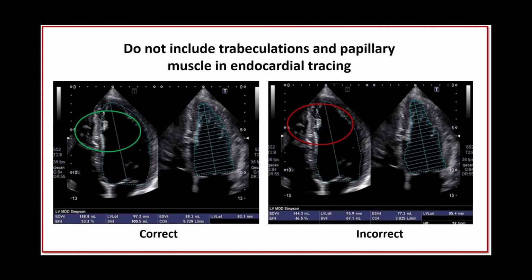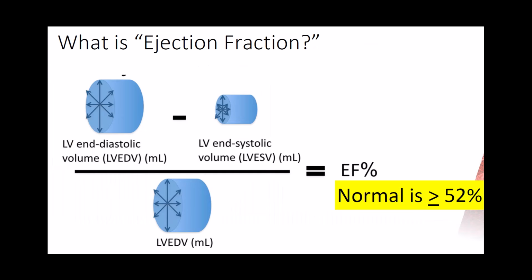And this is the gold standard to measure the ejection fraction of the LV, and actually this is the method that the sonographers are using when you order a comprehensive echo for your patient in ICU. And as we know, the ejection fraction is the left ventricular end diastolic volume minus left ventricular end systolic volume, divided by left ventricular end diastolic volume, and the normal value is more than 52%.